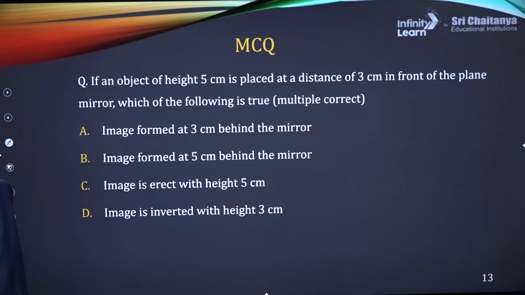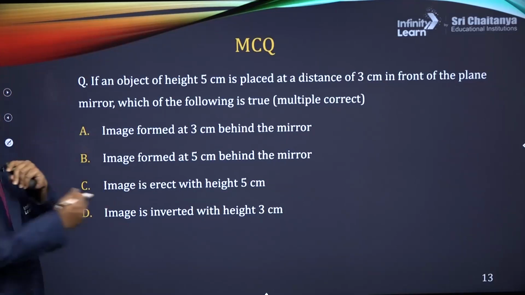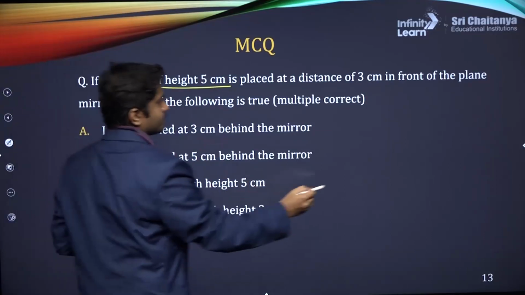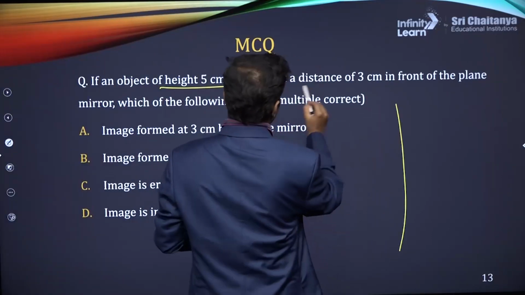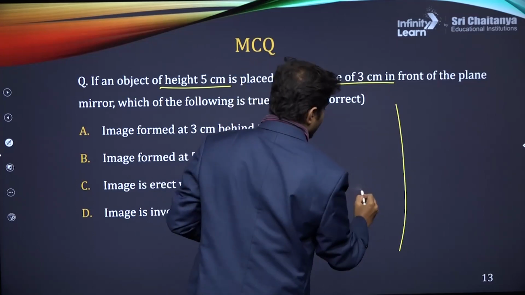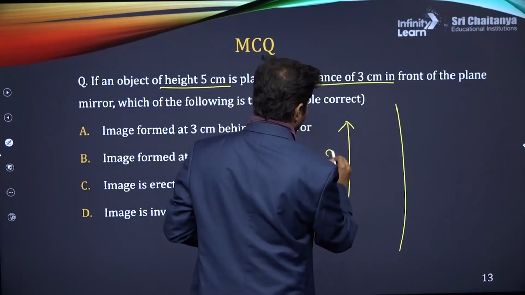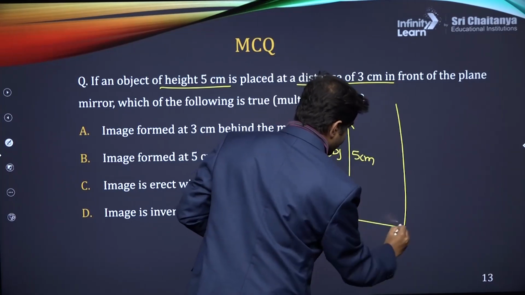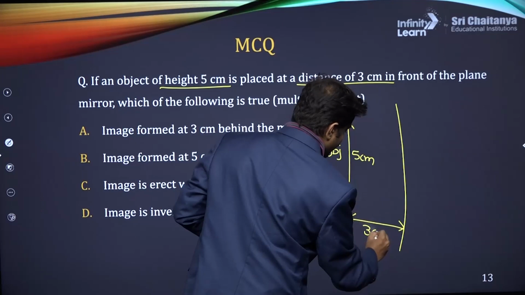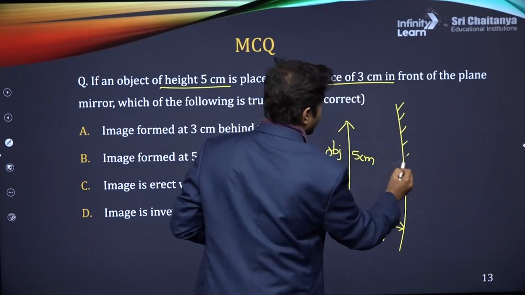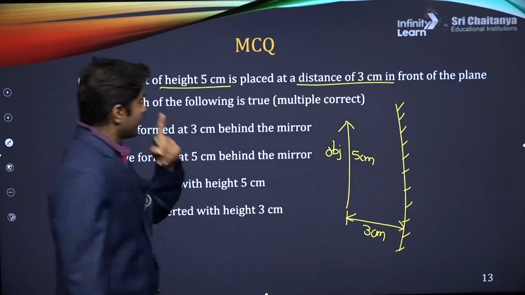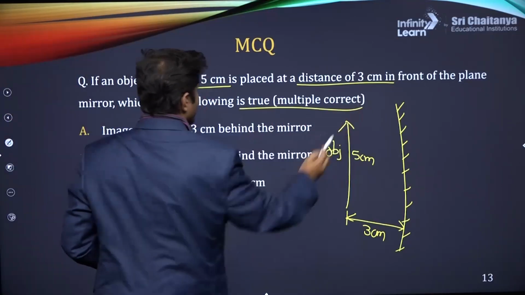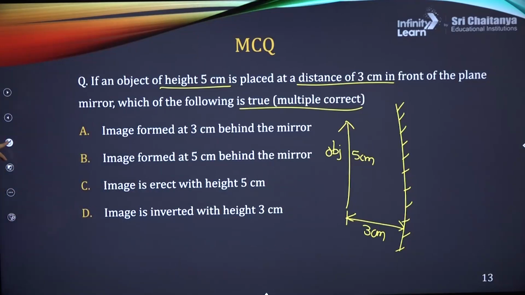Now, let's solve one more question. So here we have object height 5 centimeter. So there is an object of height 5 centimeter at a distance of 3 centimeter. So this object which is 5 centimeter in height is placed at a distance of 3 centimeter from the mirror. This is your plane mirror, right? So which of the following is true? And it is multiple correct. Choose all the correct options.